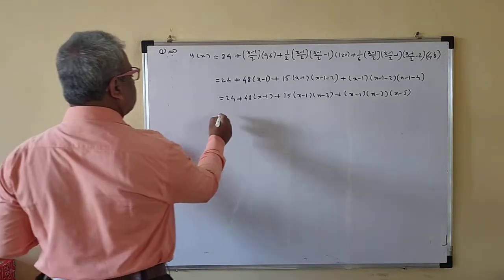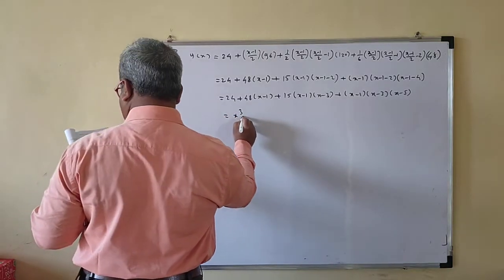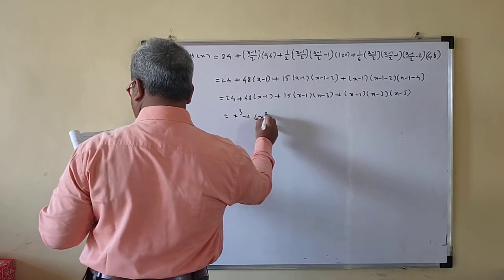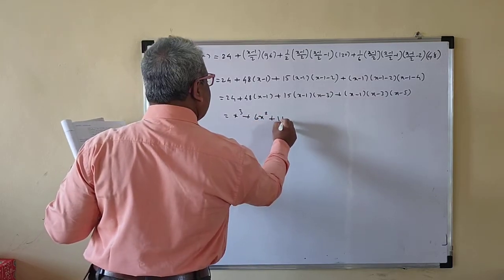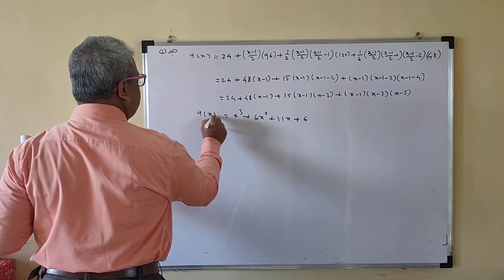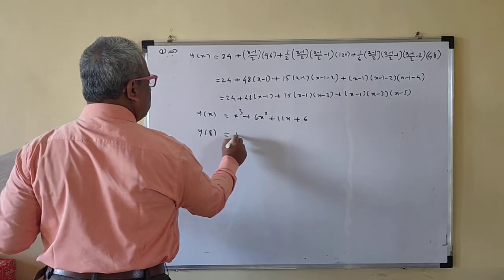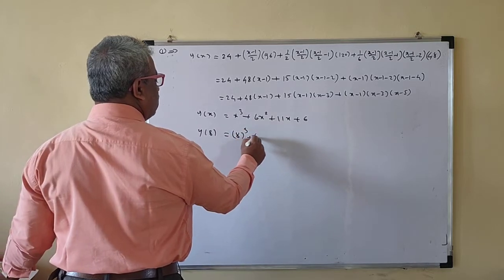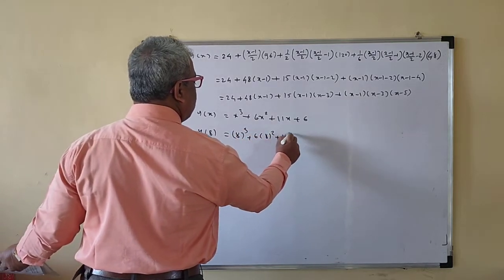So after simplification we get this. Just check whether this is correct or not. Plus 6x square plus 11x plus 6. This is your y of x. And y of 8 you want. This is 8 cube plus 6 into 8 square plus 11 into 8.